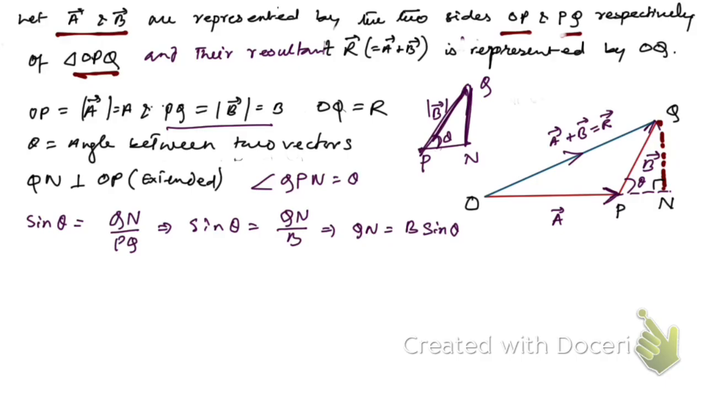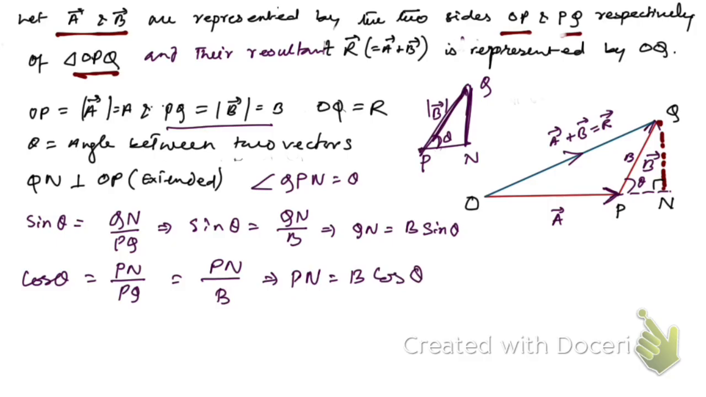Now cos theta from the same triangle will be PN by PQ, base by hypotenuse, right? And PQ again is B. So PN is equal to B cos theta, right?